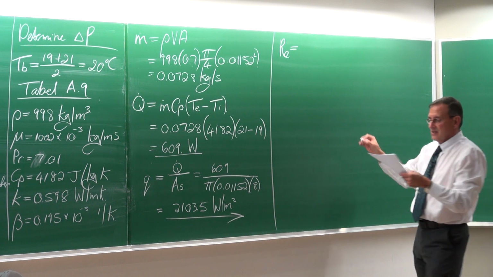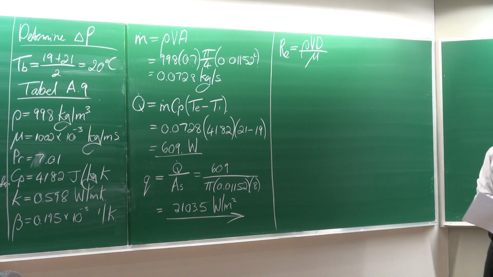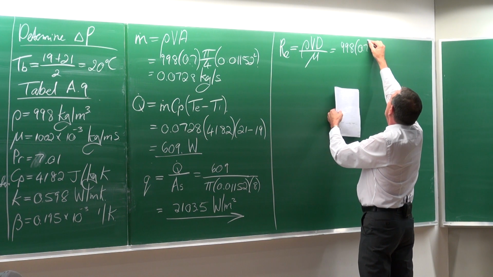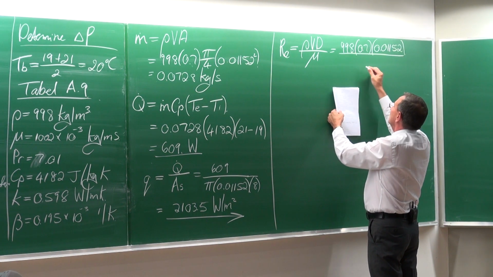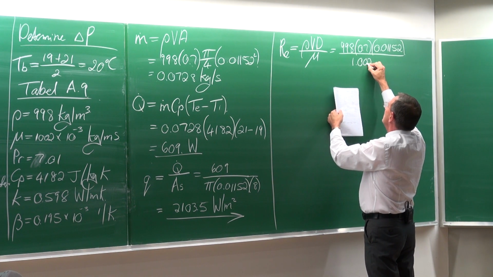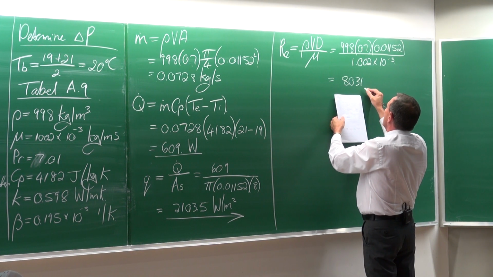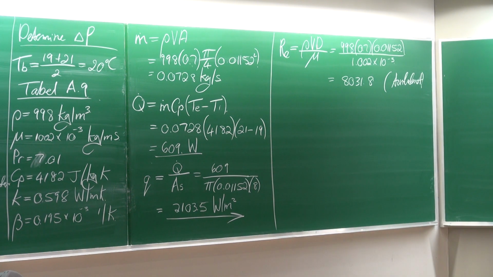Okay. The Reynolds number is equal to the density multiplied by the velocity multiplied by the diameter, divided by the viscosity. The density is 998, the velocity is 0.7, the diameter is 0.01152, divided by the viscosity, which is 1.002 multiplied by 10 to the minus 3, and that is equal to a Reynolds number of 8031.8, which means the flow is turbulent. For a circular tube, transition between laminar flow and turbulent flow occurs at a Reynolds number of approximately 2100 to 2300. It's much larger, so the flow is turbulent.